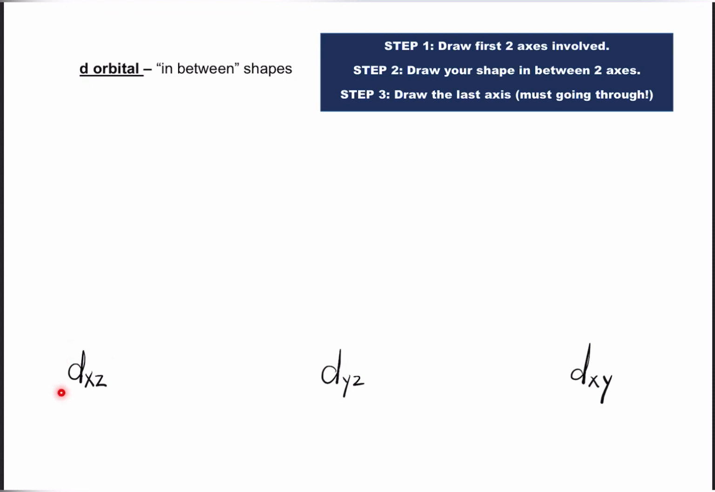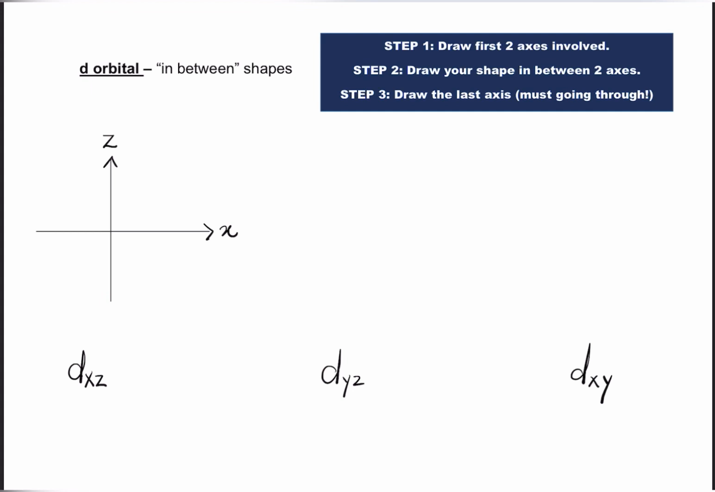Let's focus with dxz first. Step 1, I'm going to draw first 2 axes involved. Axes involved here only x and z. So let's draw x and z first. We have, here is x, here is z.